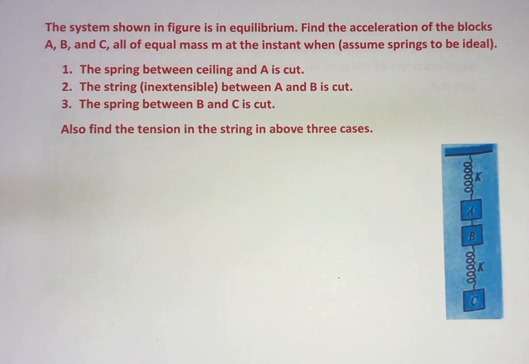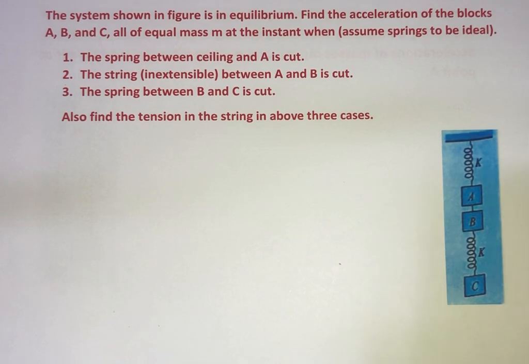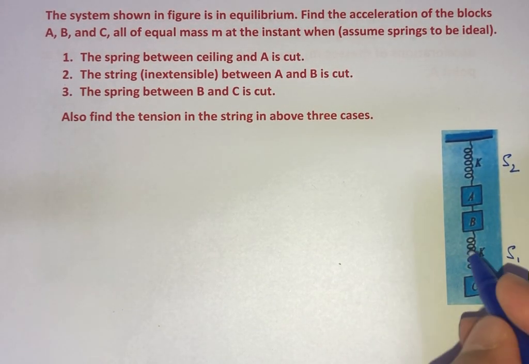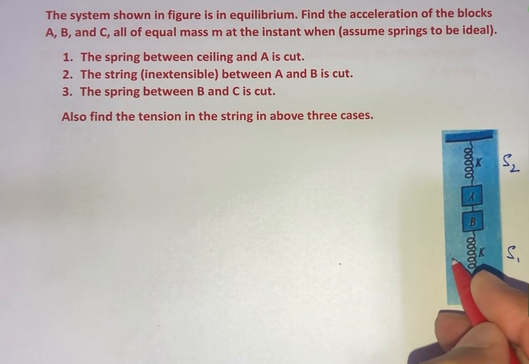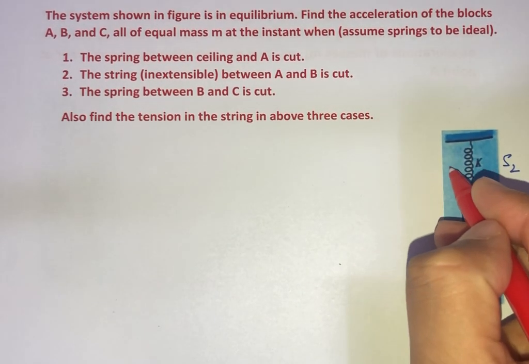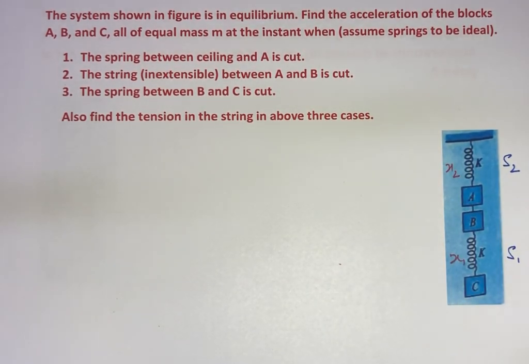Okay. So these are the two springs having the spring constant K, and let us say we call this a spring S1 and this spring S2. Okay. And we say that the displacement of this S1 is x1 and for this S2 is x2.